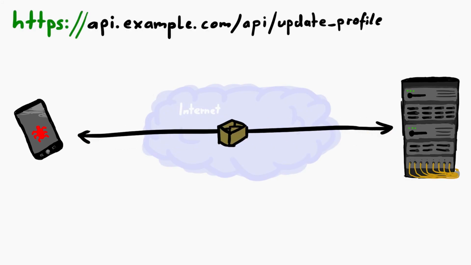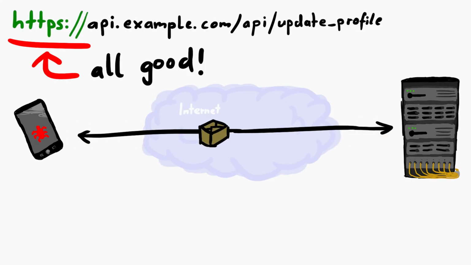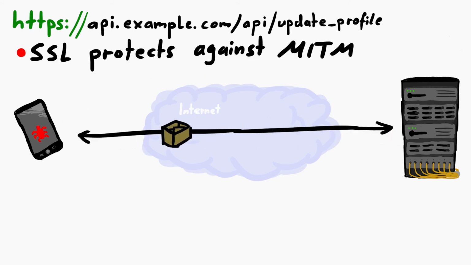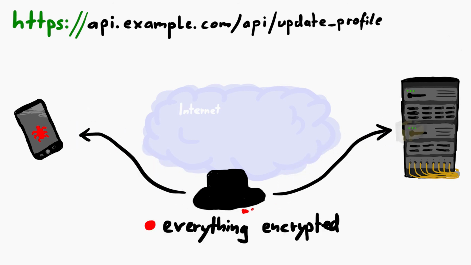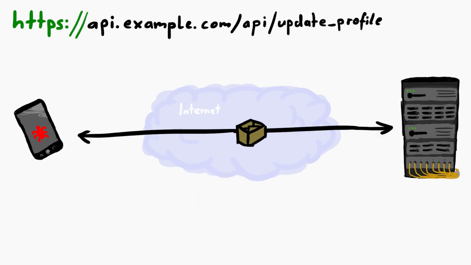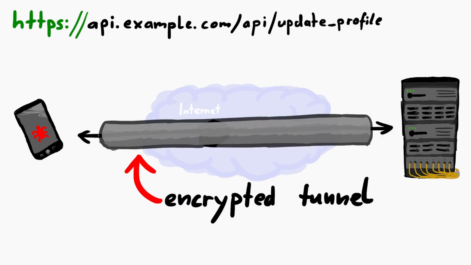There was once a mobile app which communicated over SSL with the server, and SSL was properly implemented in this case. As you know, SSL protects against man-in-the-middle attacks, so even if you somehow man-in-the-middle the network connection, you cannot see nor modify the messages exchanged between the mobile app and the server. We can call this an encrypted TLS tunnel.